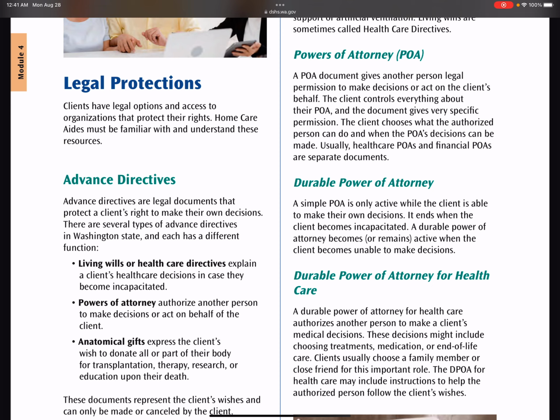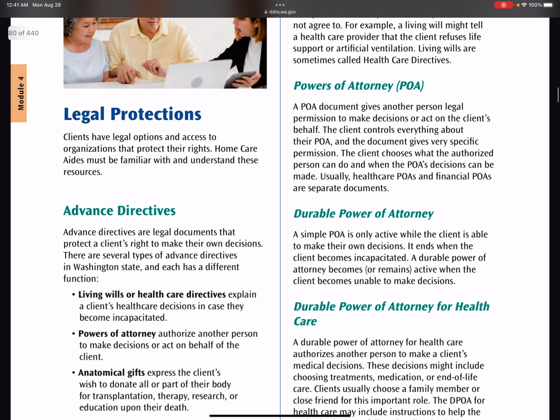Okay, another one is the power of attorney. Power of attorney is an advance directive. It authorizes another person to make decisions or act on behalf of the client. There are two kinds. A simple POA, just power of attorney, is only active while the client is able to make their own decisions, and it ends when the client becomes incapacitated. The other is a durable power of attorney, which becomes or remains active when the client becomes unable to make decisions. This POA can be healthcare POA or financial POA. They're separate.